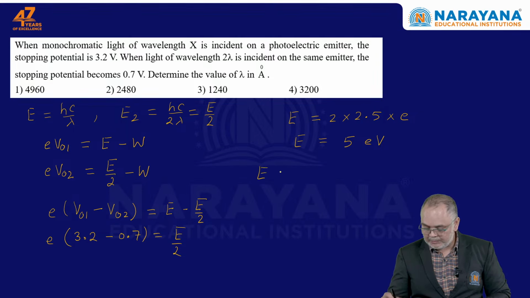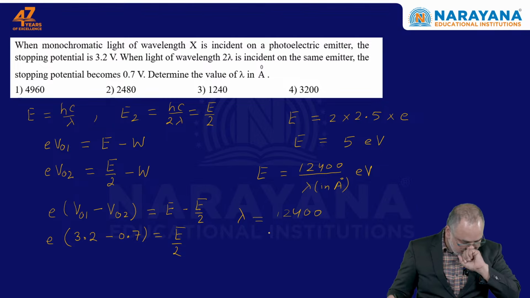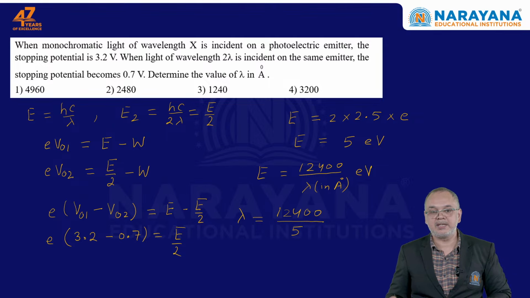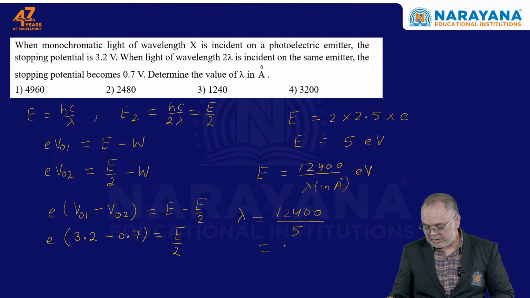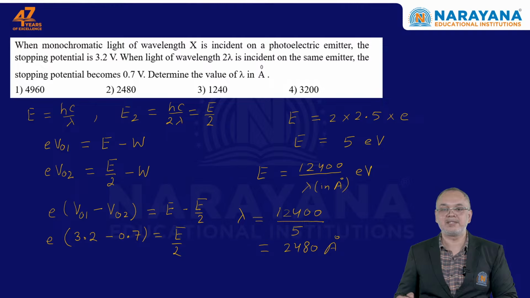is E is equal to 12400 upon lambda in angstrom, and energy we have in electron volt. So here we can write lambda equal to 12400 divided by 5. So for this if you see it comes out what? That is 2480 angstrom. So this is the wavelength of the incident light.